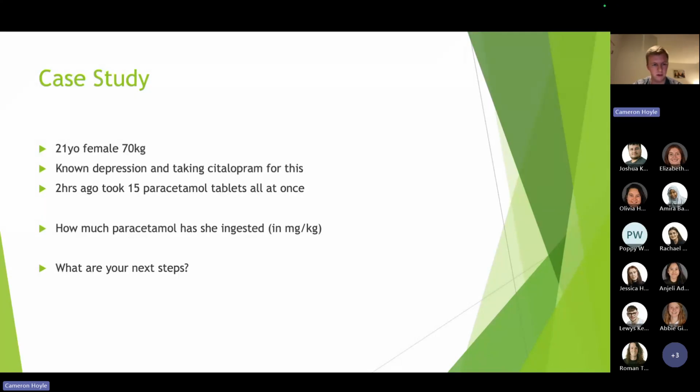And we'll talk about the answer in a second, unless anyone wants to shout it out whilst you've got your calculators going. How much paracetamol has she ingested in milligrams per kilogram? And if anyone wants to shout out any next steps you want to consider as well, by all means go for it. Any thoughts?